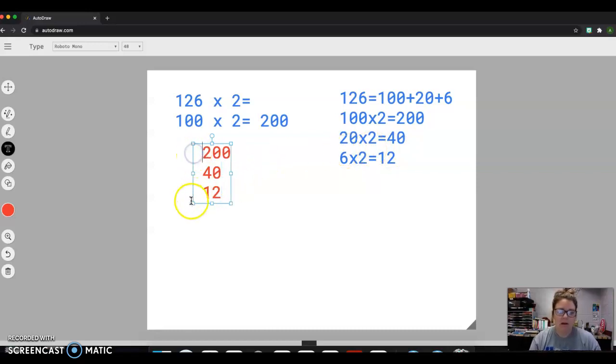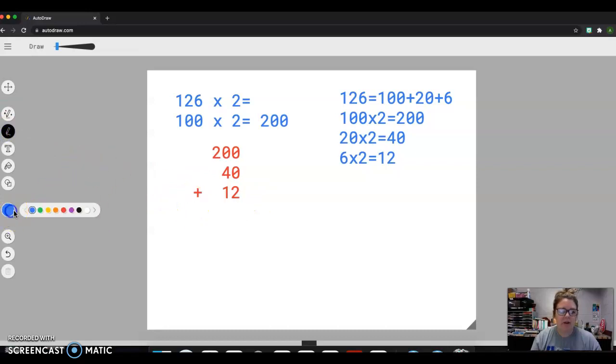Okay, trying to get it lined up is hard to do when you guys are not here to see it or when you're not in the classroom to see. All right, so we are going to add together these three partial products to get our final product.